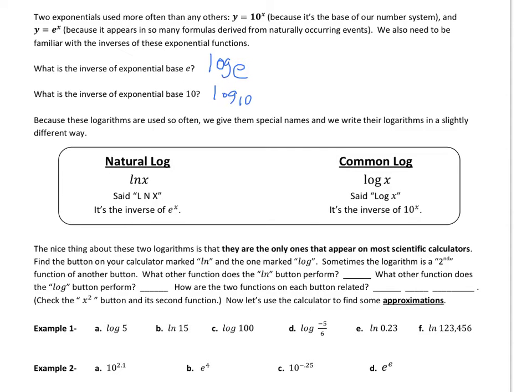Now, because these logs are used so often, we give them special names and we write their logarithms in a slightly different way. So log base e is what we call the natural log because it occurs in nature so much. And it's written ln x. Why they write natural log as ln x, I have no idea. It is said ln x. So when you hear me say ln x, you know I mean log base e, or the natural log. And it is the inverse of e to the x. It means log base e, correct.